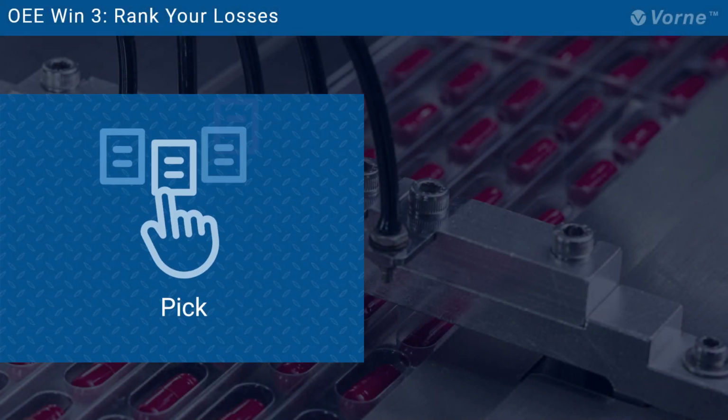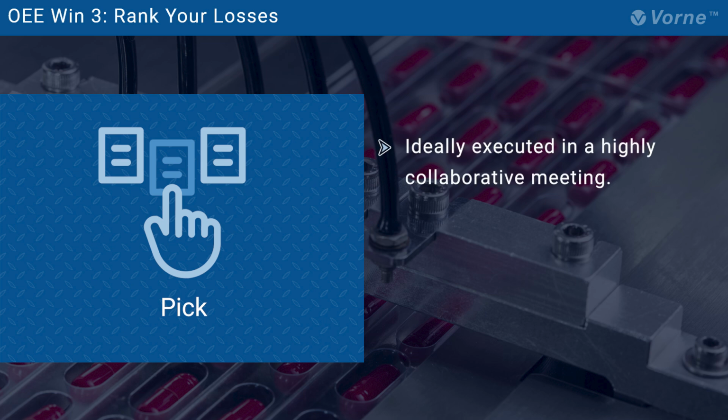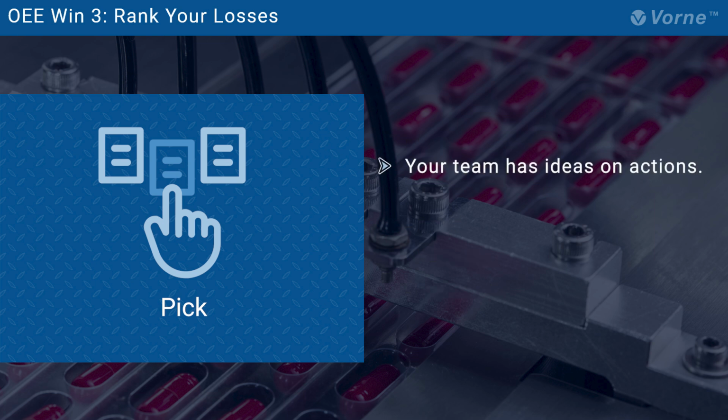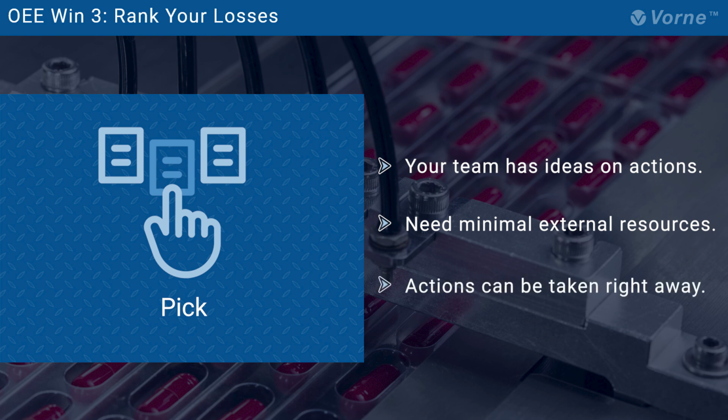The second step is pick, which is ideally executed in a highly collaborative meeting. Brief, positive, and focused. When picking the top loss on which to focus, select the largest production loss where your team has ideas on actions that they can take, minimal external resources are required, and actions can be taken right away.